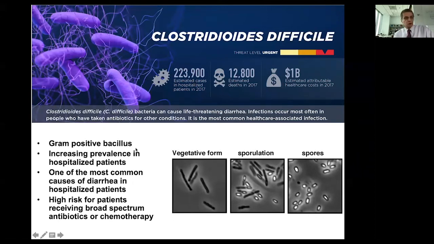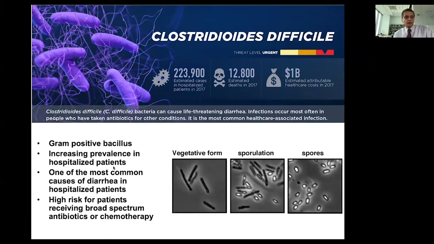Obviously, I'm sure all of you are quite familiar with this. It's acquired by ingestion of spores. The spores can germinate in the right setting in the gut, particularly in individuals who have been treated with antibiotics before. And in that setting, the vegetative forms can proliferate, produce toxin, which damages the colonic epithelium and leads to a colitis that can vary from being bad to being lethal.